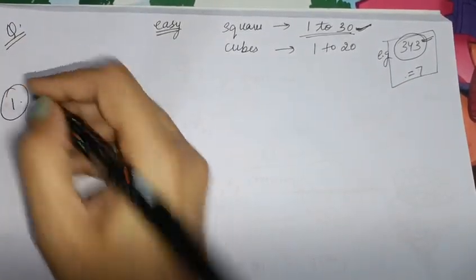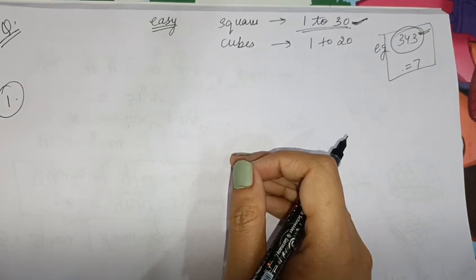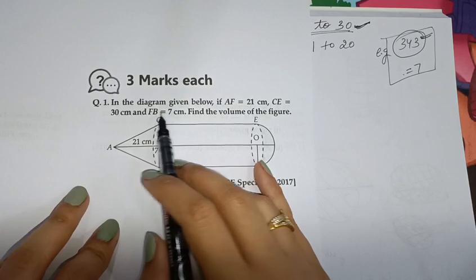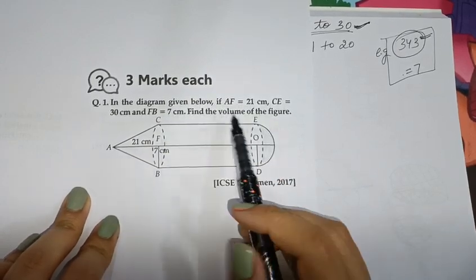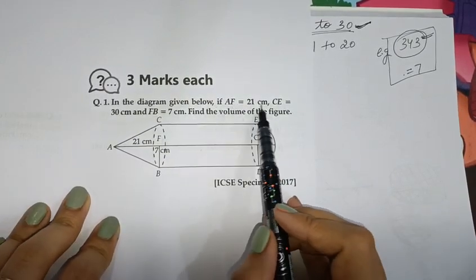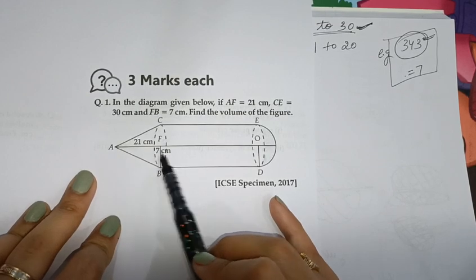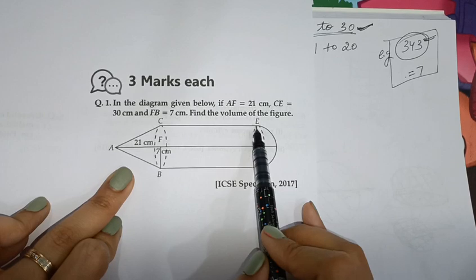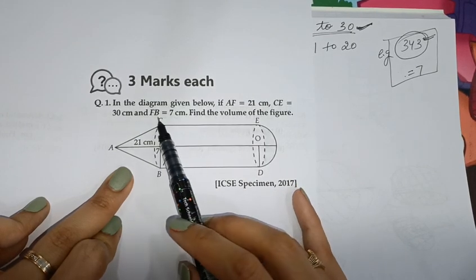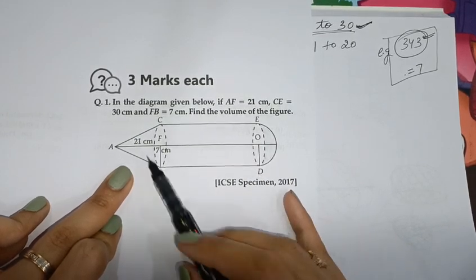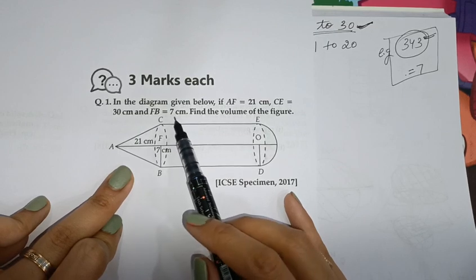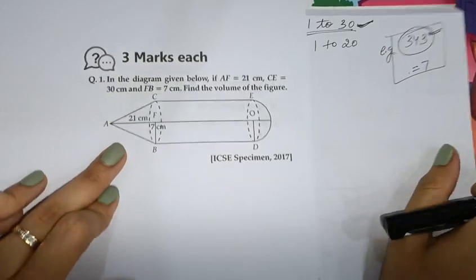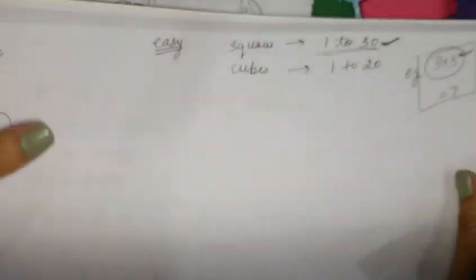So first question I am going to do now. The question is, in the given diagram, this figure is given below. If AF is equal to 21 centimeter, CE is equal to 30 centimeter, and FB is equal to 7 centimeter, find the volume of the figure. So volume we have to find. First of all, what we will do is always draw the figure.